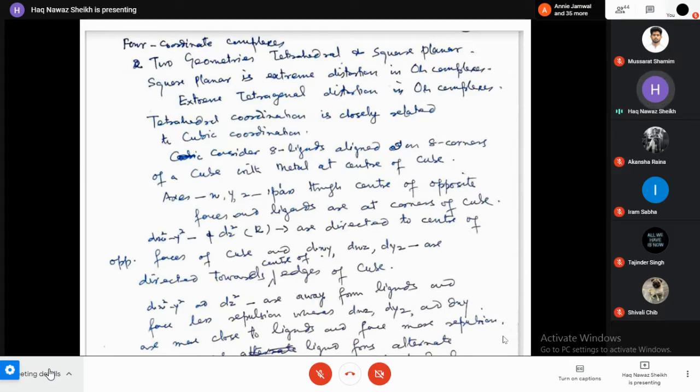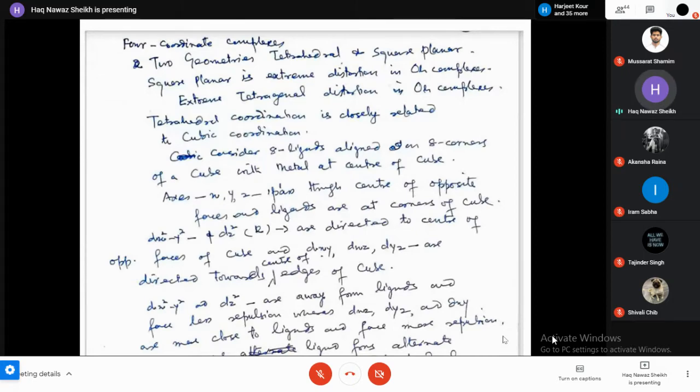So that distortion is known as tetragonal distortion. We'll talk about that later on. So tetrahedron coordination is closely related to cubic geometry. You know, cube is a geometrical entity which has 8 corners. How many square faces? 1, 2, 3, 4, 5, 6 square faces and 12 edges. That's what constitutes a cube.